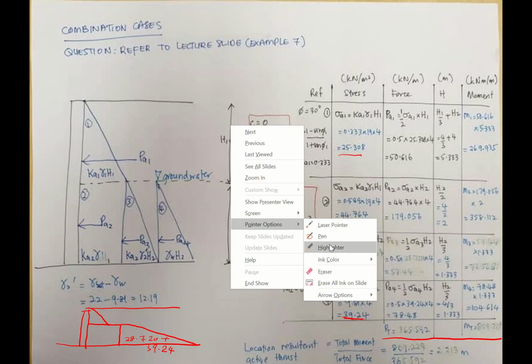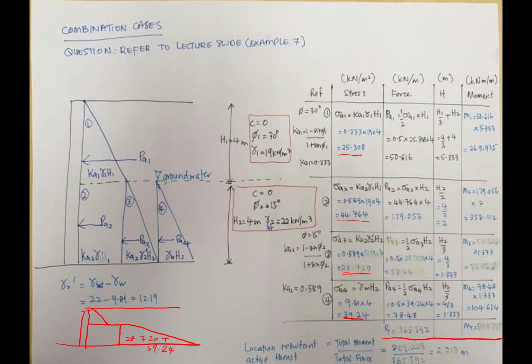And to draw what is the total force acting in this case, we have that the position is 2.21, so 2.213 meters from the bottom of the rectangular section. Okay, this will be the P total.